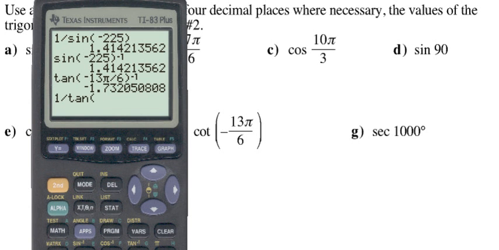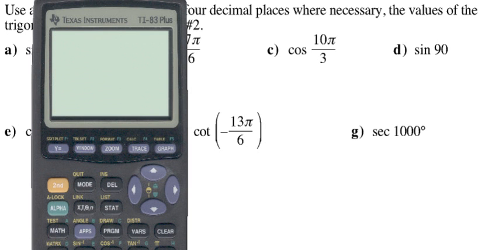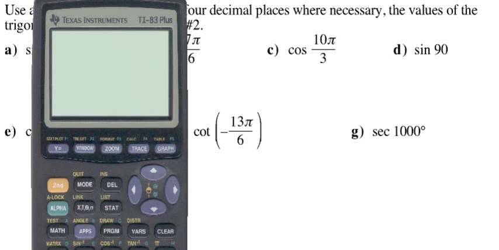And finally, secant 1000, degree symbol, so switch back to degrees. Secant is 1 over cosine, so your options are cosine 1000 and then do a flip afterwards, or you can do 1 divided by cosine 1000 degrees. Same result.